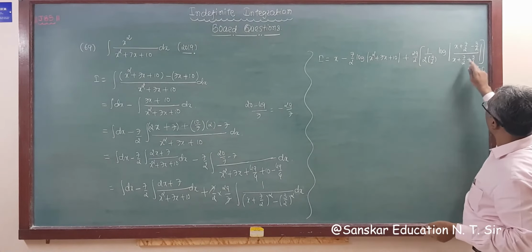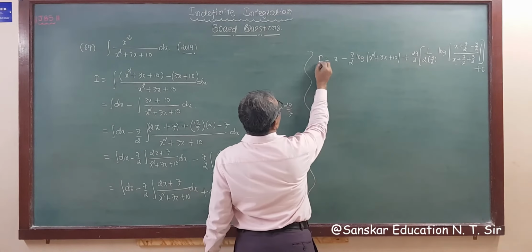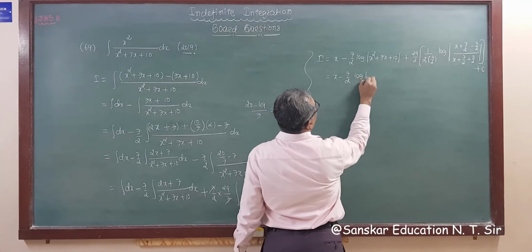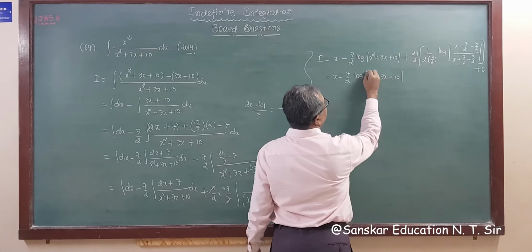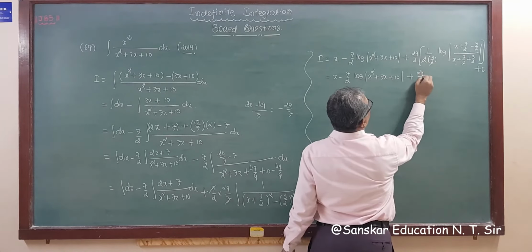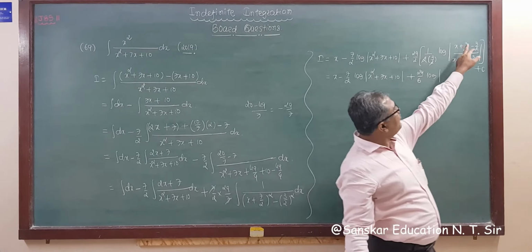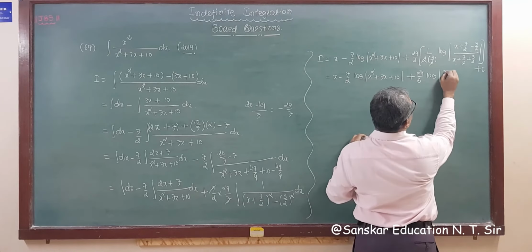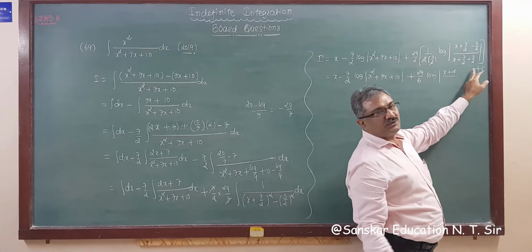So x minus a upon x plus a. Got it? Okay, fine. So this is x minus 7 by 2 log of modulus x square plus 7x plus 10, right? Plus, this 2 will be cut. So answer will be 29 by 6 log of modulus x plus 2 whole upon x plus 5 where, 7 minus 3 is 4 divided by 2 is 2, that is x plus 2, and 7 plus 3 is 10 divided by 2 is 5.